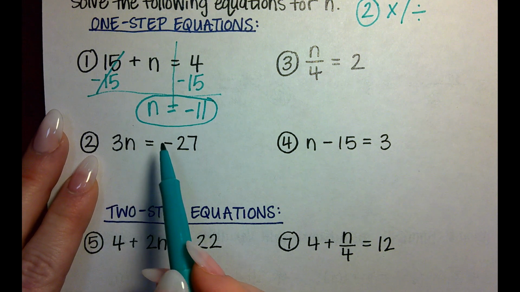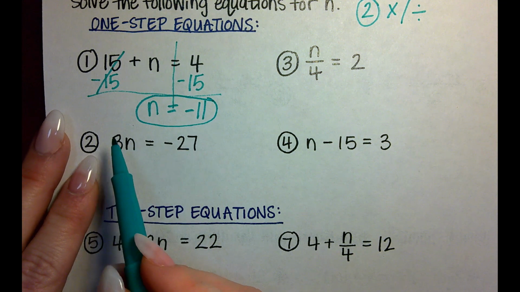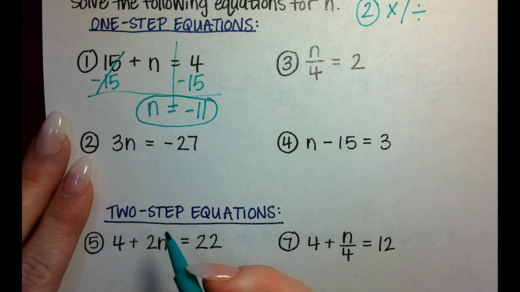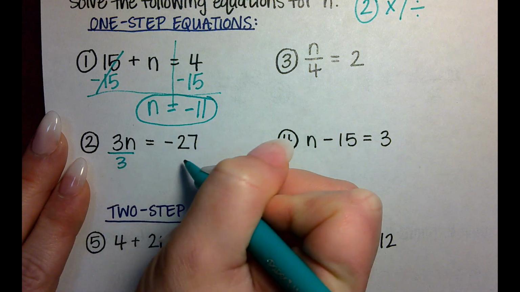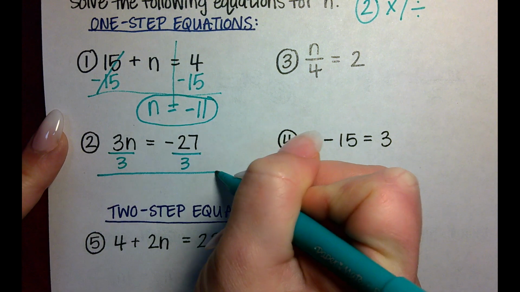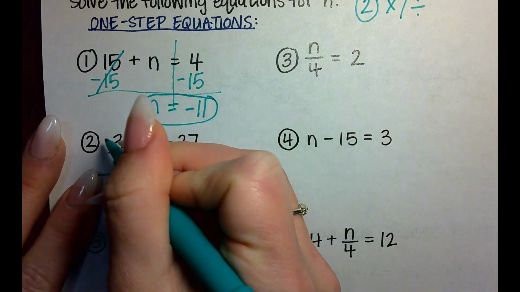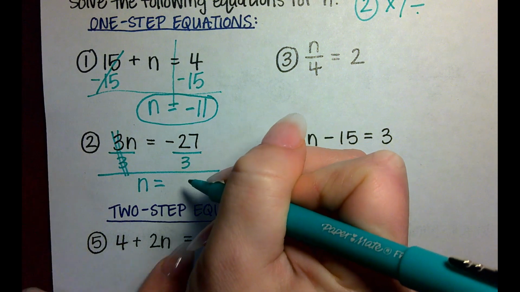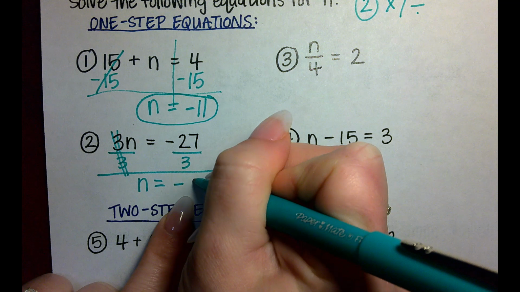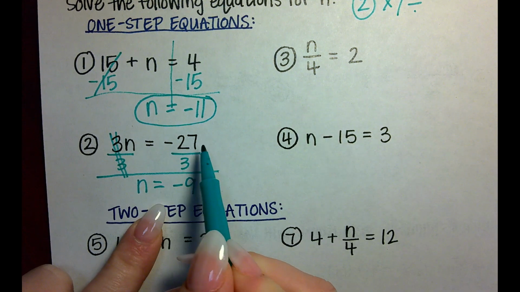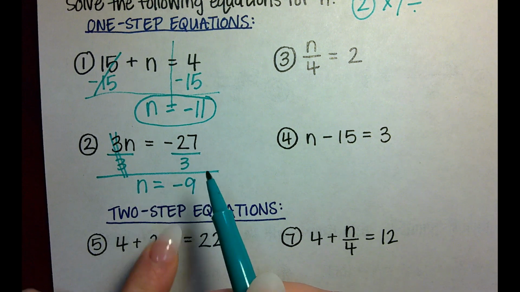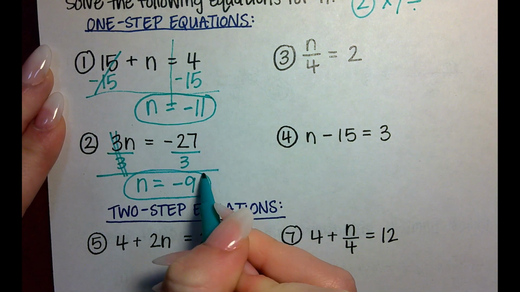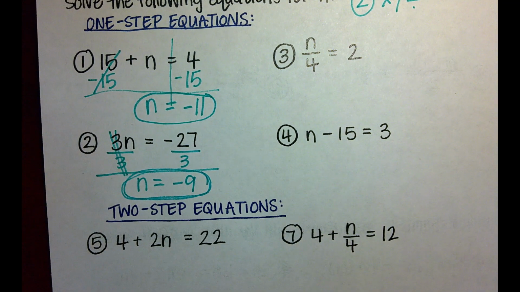3n equals -27. What's 3n mean? Times. You gotta divide 3 on each side. Yes, divide by 3 on both sides. Okay, my 3's will cancel. N equals -9. We have a negative number divided by a positive number, so we got to be careful, pay attention to our signs. That is correct. Perfect.